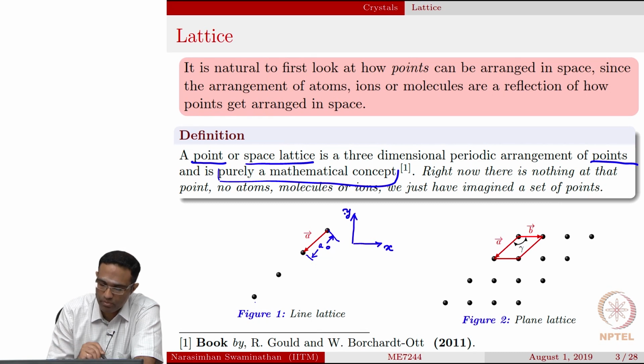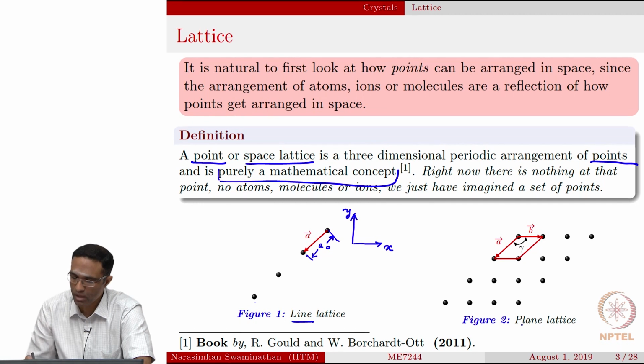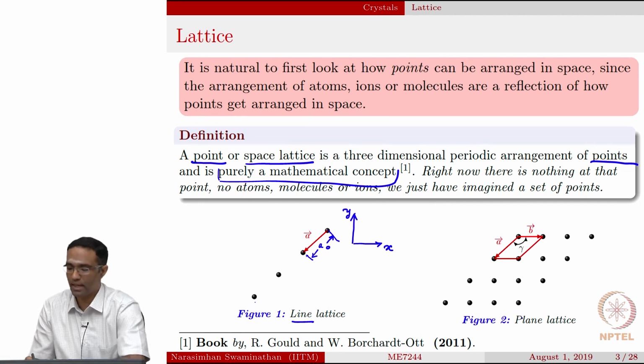Okay. And it is repeated in 3-dimensional space, and there is nothing in between these points, and this is a lattice point that we are mentioning. This is a 1-dimensional lattice or line lattice, so to speak. We also can have space lattices.